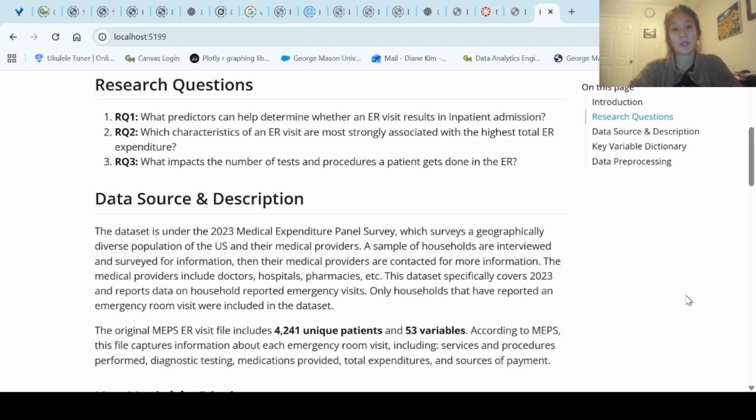So these are my three research questions. The first looks at predictors that can help determine whether an ER visit results in an inpatient admission. The second one is characteristics that are most strongly associated with high ER expenditure. And the third looks at what impacts the number of tests and procedures a patient gets done in the ER.